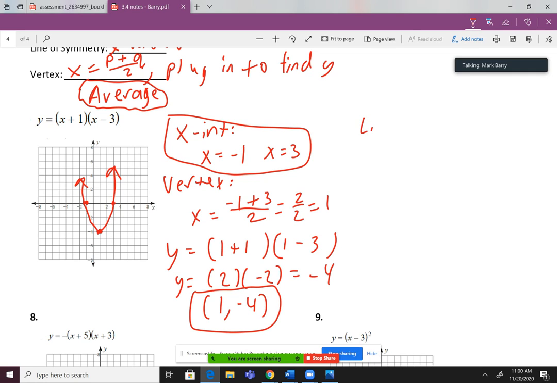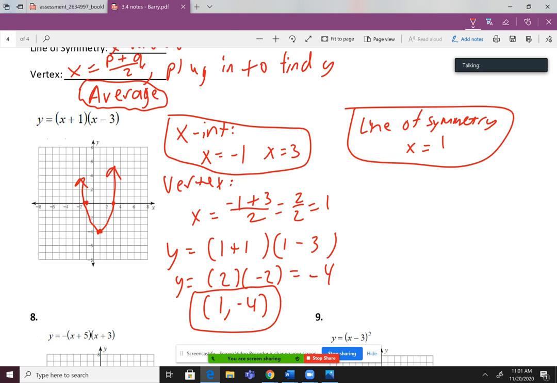We know our line of symmetry. It's going to be x equals 1. I see that the vertex is the lowest point, so that's going to be a minimum value. And so the lowest y value on the graph is -4. So those are the other 2 pieces of information that we always get from the vertex.